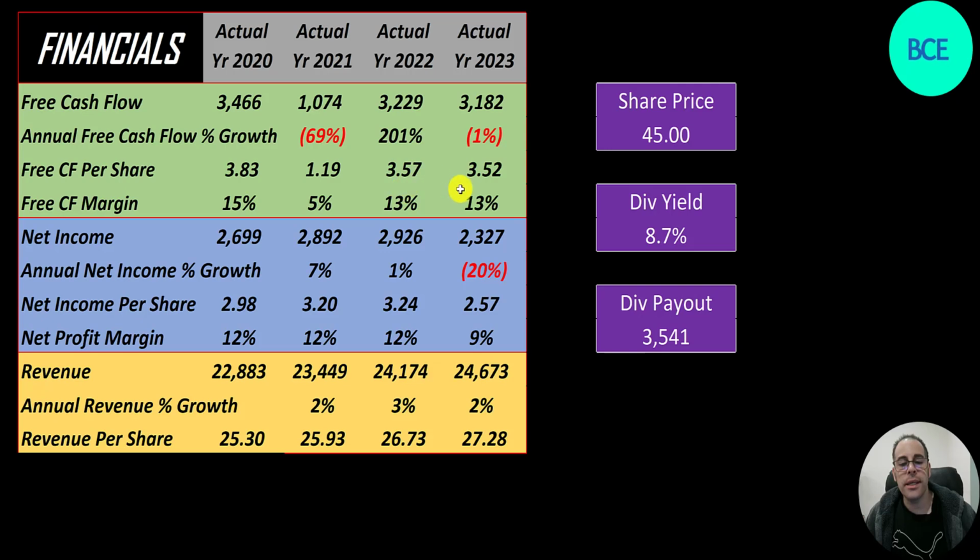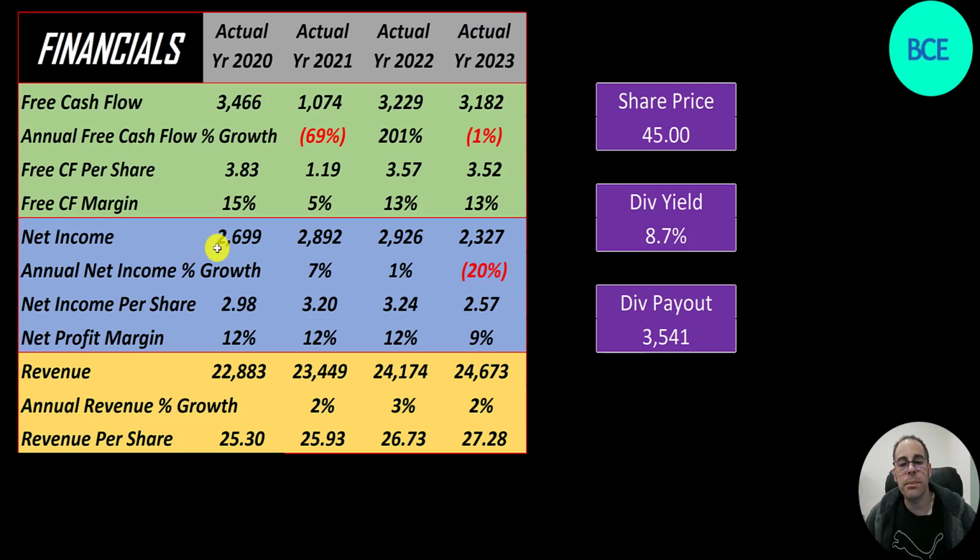And their margins look decent. They convert 13% of their revenue into free cash flow. But if you look at their yield, it's 8.7%. And when you multiply their yield by their market cap, that's how much dividends they have to pay out, 3.5 billion, which is less than their free cash flow. So something has to give. Either they lower their dividend or they need to raise their free cash flow.